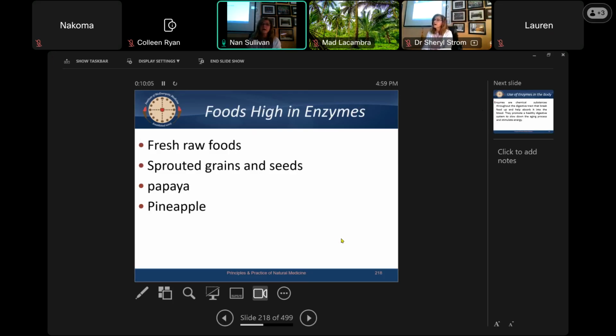Okay, so foods high in enzymes: fresh raw foods, sprouted grains and seeds, papaya, of course, because that has a lot of digestive enzymes, and pineapple. I've run into people who are allergic to fresh pineapple. If it's canned, that's a different story. But fresh pineapple, they cannot eat it. And I can't figure out, and I've asked them, does it have to do with any pesticides or any spraying? And they said, no, I could get the freshest pineapple and they're highly allergic to it. Well, everybody's different.